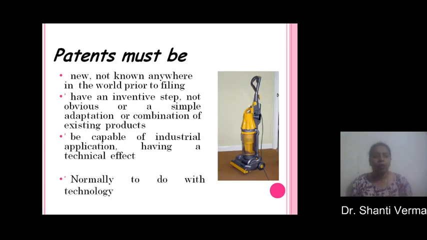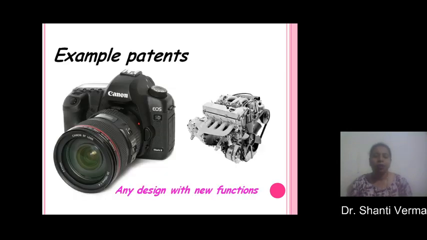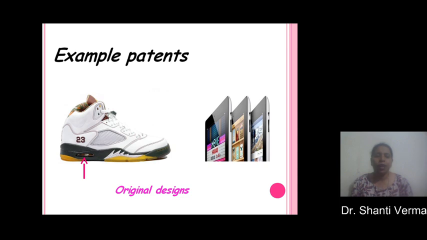The patent must be new, not known anywhere in the world prior to filing. So, it is important before filing the patent to do a prior art search. It gives you the result of whether this work is patentable or not. Patents must have an inventive step, not be obvious, or a simple adaptation or combination of existing products. Patents must be capable of industrial application, having a technical effect. Patents normally have to do with technology. Some examples of patents: any design with new functions in a technology. Let's take an example where these shoes have some lighting, and this is a new feature that enhances the design of these shoes and can be patentable.